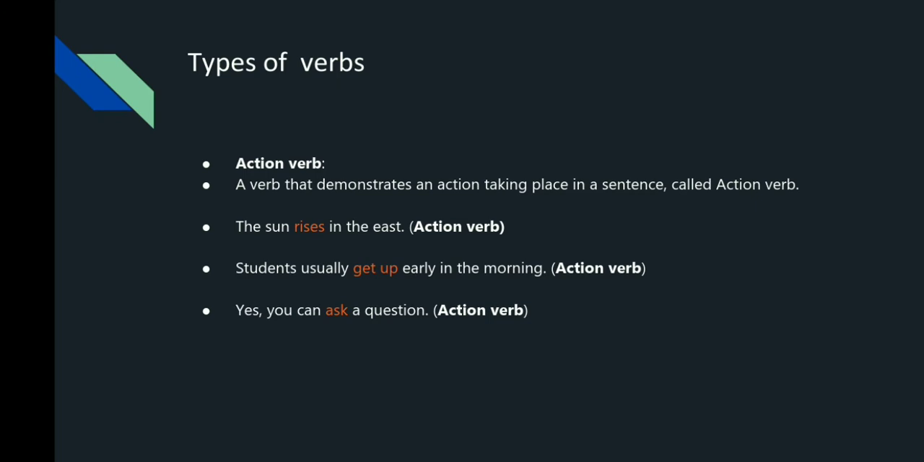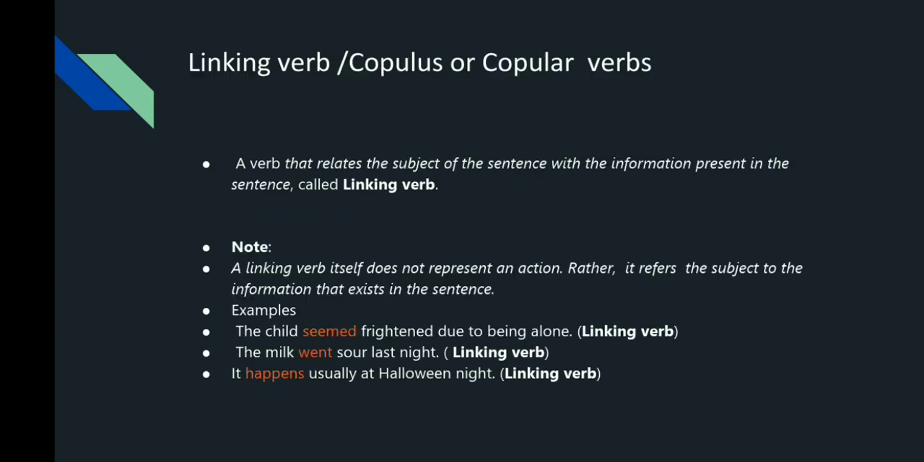Now, in the third example, we can see yes, you can ask a question. Now, in this sentence, ask is our main or action verb. Okay, because it is representing the main action which is being done in a sentence. So these are some of the examples of action verb. I hope the concept of action verb has become clear to you all. Moving forward, I would like to explain linking verbs. This is a very important type. We can call linking verbs copulous or copular verbs as well.